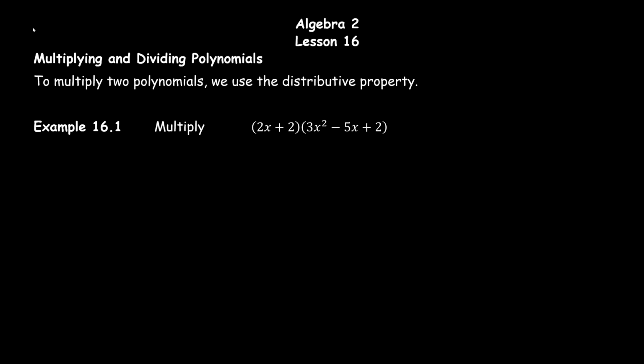So lesson 16 is about multiplying and dividing polynomials. To multiply two polynomials, we just use the distributive property. So I have 2x plus 2 times 3x squared minus 5x plus 2.